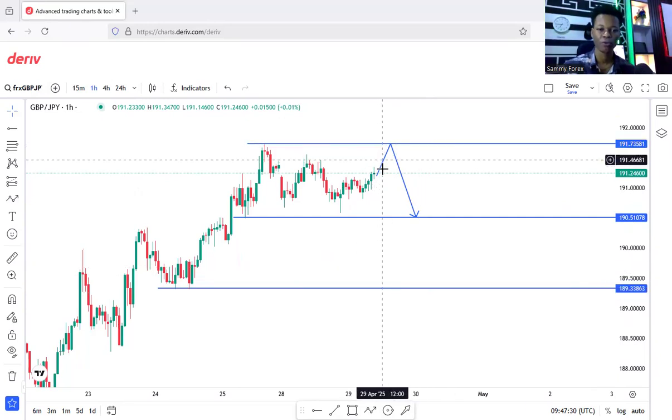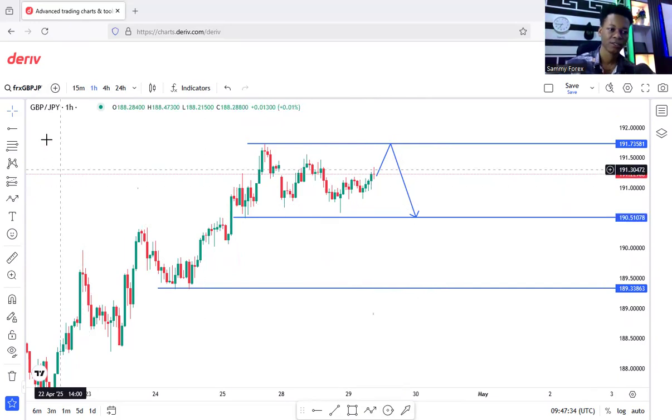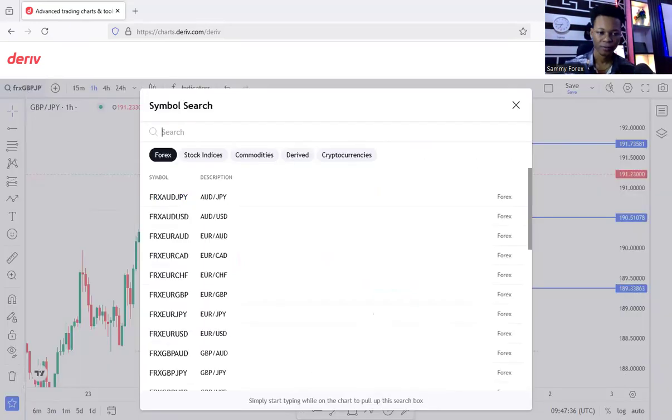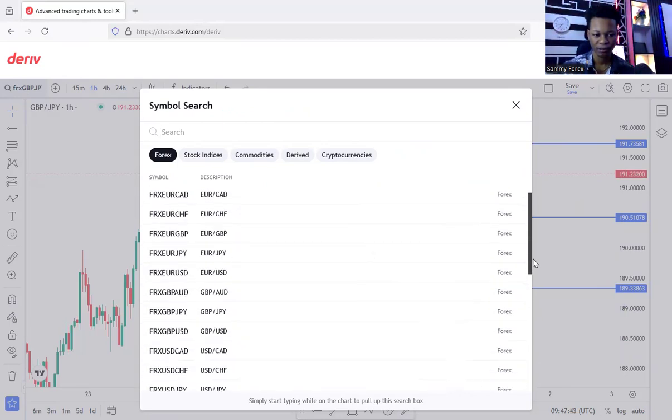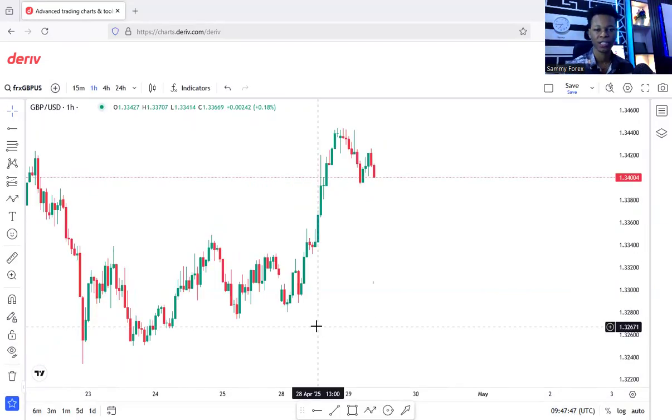Once this has been broken, we continuously buy with price, right? Because price is in an uptrend, so you don't have to trade against the trend. Let's trade GBPUSD. Let's see what GBPUSD has for us here. We are currently on GBPUSD.